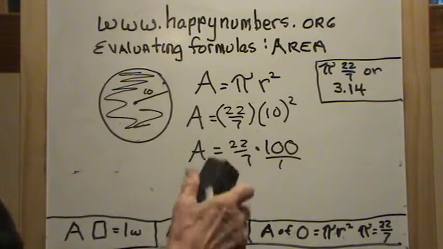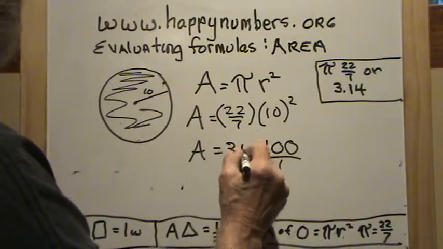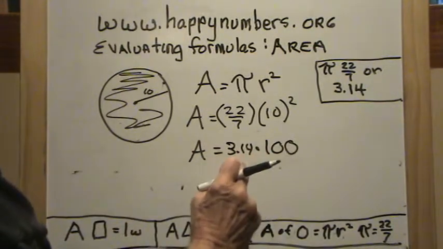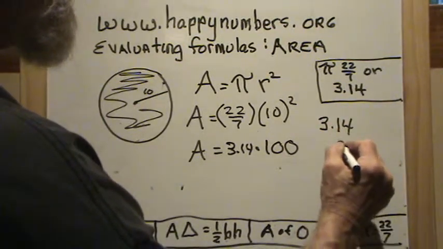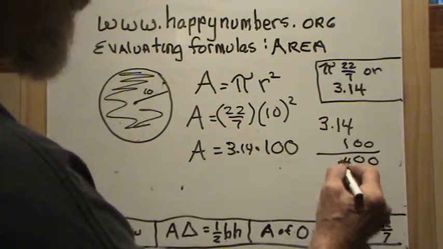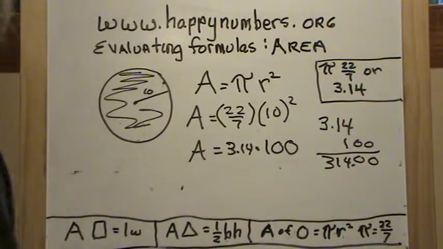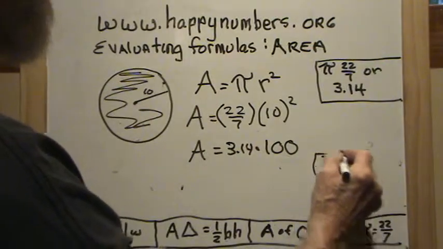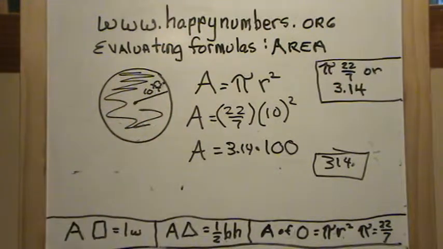Actually, in this problem, it would have been easier for us to use the decimal 3.14, because then we can just multiply 100 times 3.14, and if we did that, 3.14 times 100, you know, we can put the zeros out there, 0, 0, 4, 1, 3, and we have 2 decimal places, and so our answer is 314 square feet of material that we would need.